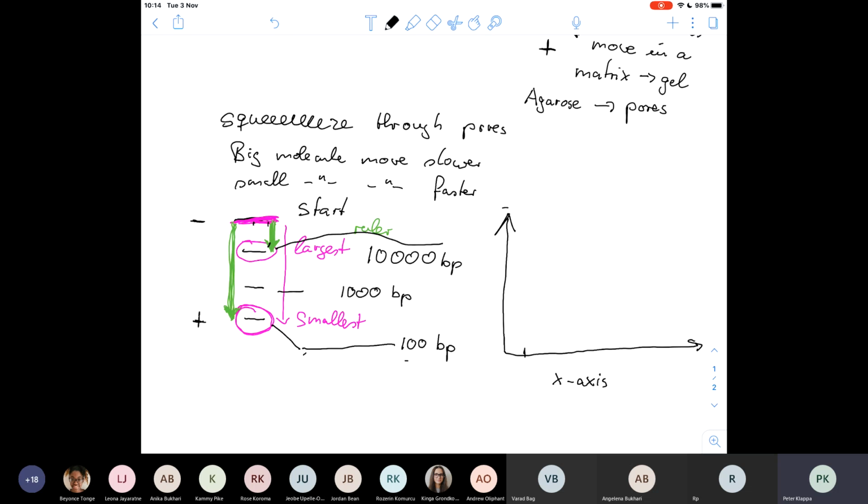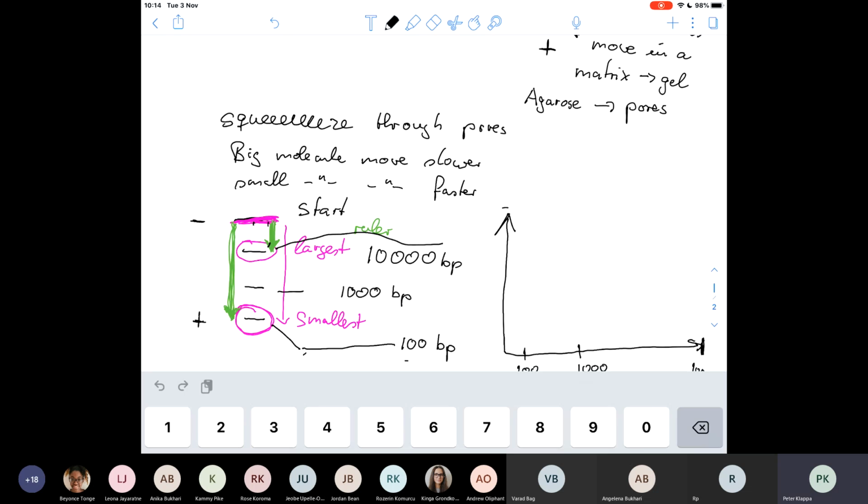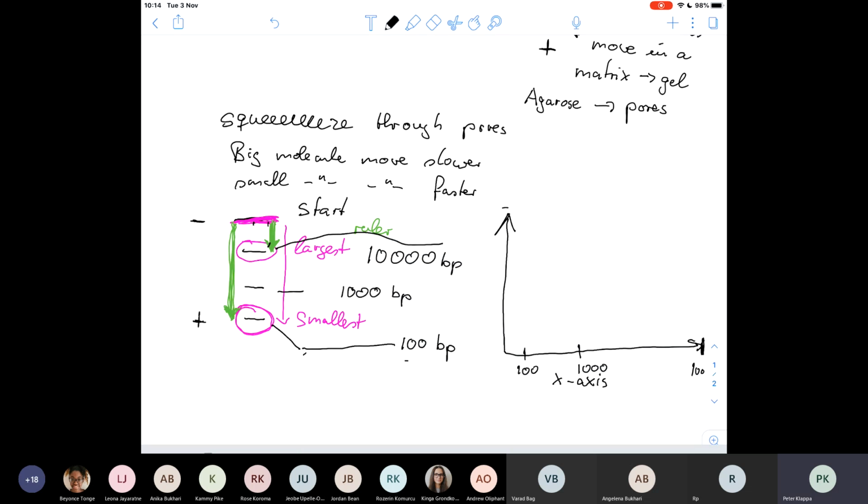So here we've got 100. Here we've got, let's say, 1,000, and here we would have probably 10,000. Oops. So let me write this. 10,000. And that would be the fragment size in base pairs. And here on the y-axis, we would plot distance traveled.